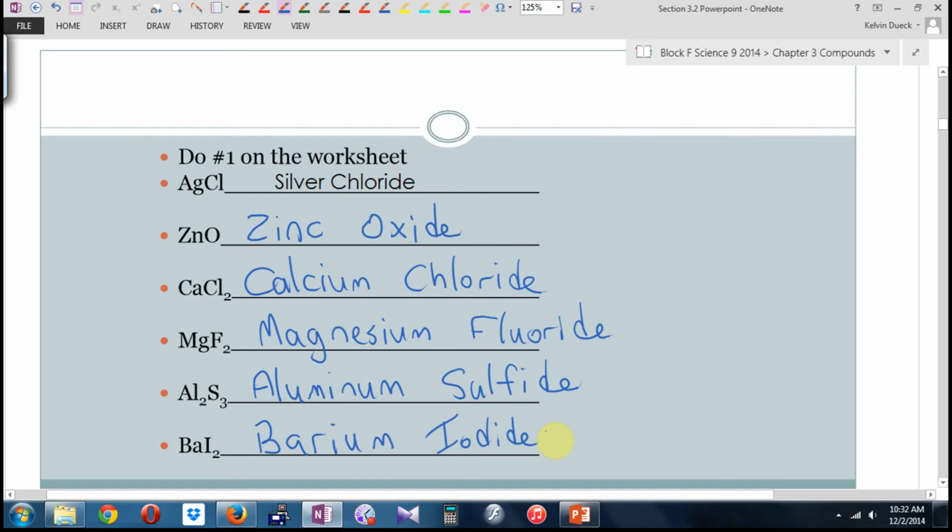Zinc oxide, calcium chloride, magnesium fluoride, aluminum sulfide, barium iodide. One sec is not an element. That's the IDE rule. That's the IDE rule. Now that's for ionic. The rules are different for naming covalent, but you'll do those in Science 10.